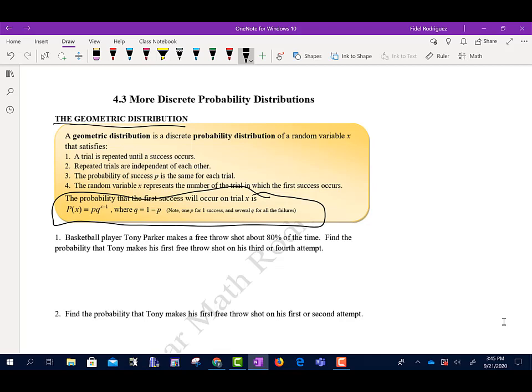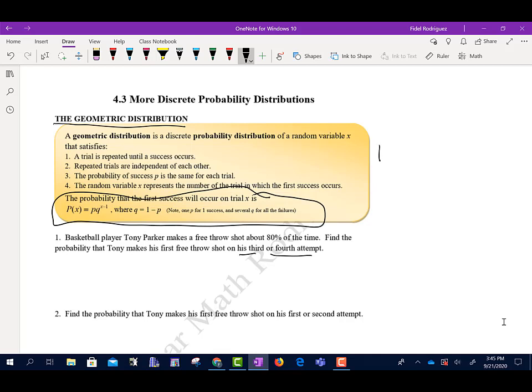Okay, so let's see if we can figure this one out. We'll go to the first problem, and it says basketball Tony Parker makes a free throw shot about 80% of the time. Find the probability that Tony makes his first free throw shot on the third or the fourth attempt. So there's really two questions here. One of them is what's the probability he's going to get it on the third attempt, and the other one will get it on the fourth.